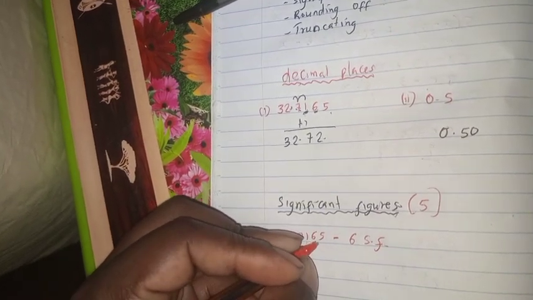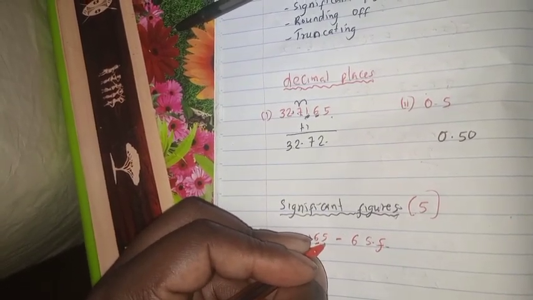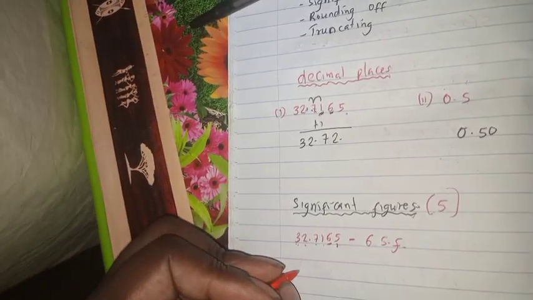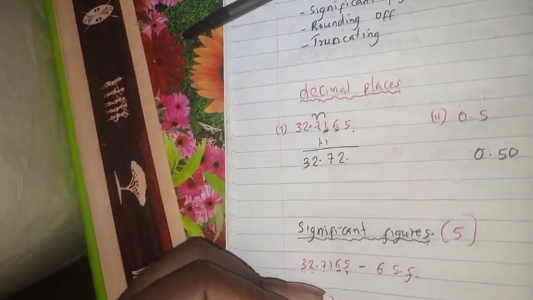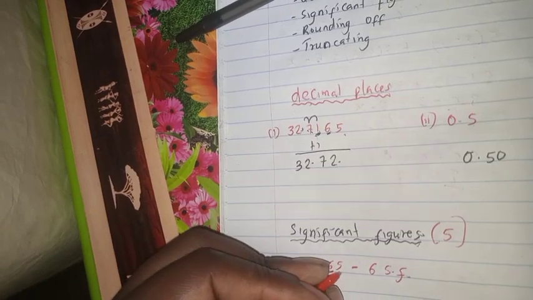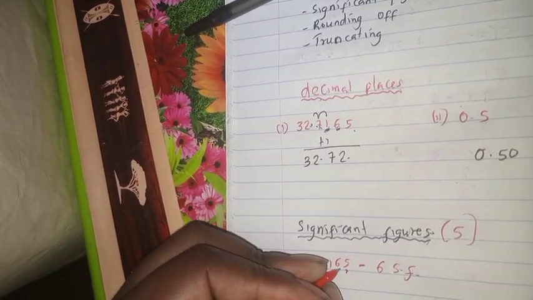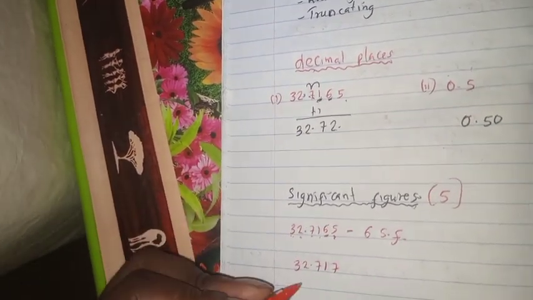That is 5, and therefore we will check the 6th number. For that reason, in 5 significant figures it will be 32.71, and because this one is 5 or more than 5, then we add 1 here, so it is going to be 32.717.